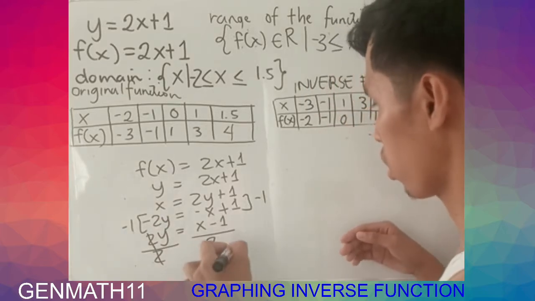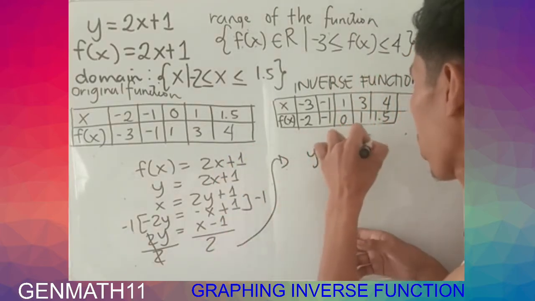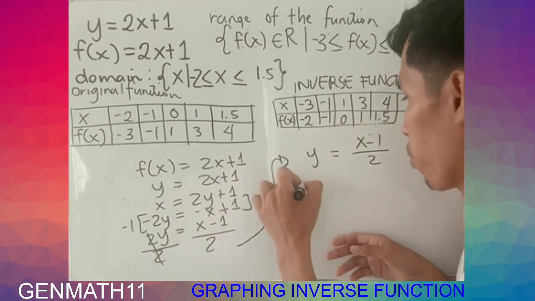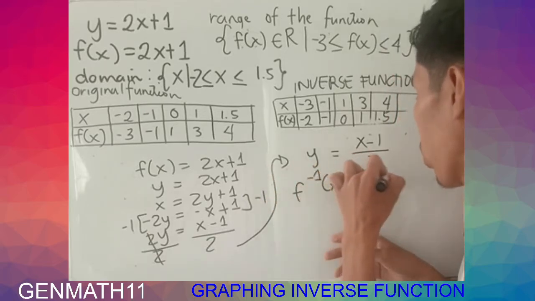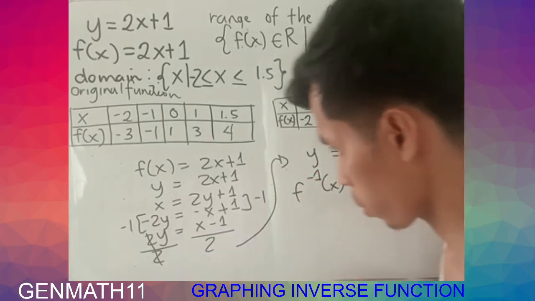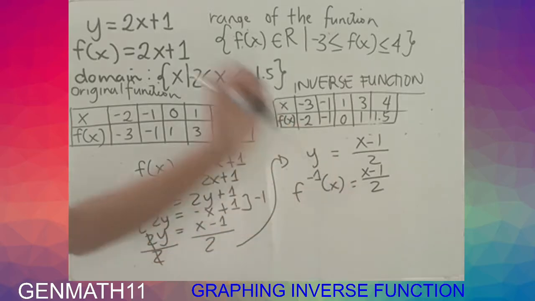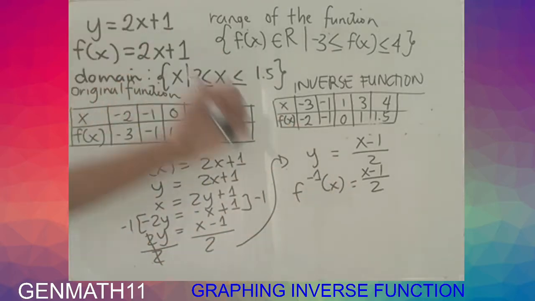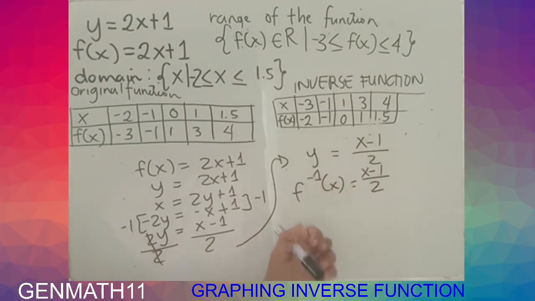Then, okay. So, the inverse function is y equals x minus 1 over 2. Then, transfer natin siya as yung may negative 1 sa taas. Okay? So, it will be x minus 1 over 2. So, yan yung ating function. So, ito yung inverse function ng ating original function which is y equals to 2x plus 1. Then, ang inverse niya ay inverse of f of x is equals to x minus 1 over 2.